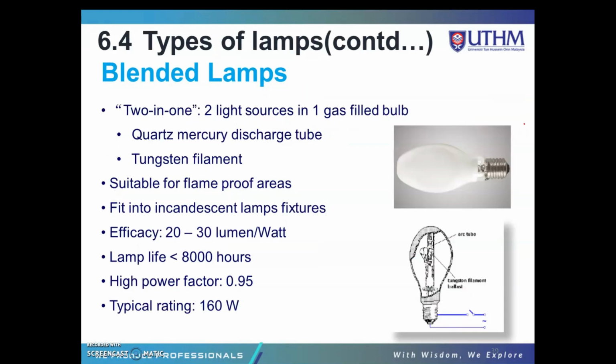Then we have the blended lamps. Blended lamps means that there is 2 in 1, 2 light sources in one gas-filled bulb, which consists of the quartz mercury discharge tube and also the tungsten filament. So this type of lamp is suitable for flame-proof areas. It fits into incandescent lamp fixtures. Efficacy around 20 to 30 lumen per watt. The lamp life is less than 80,000 hours. Have high power factor 0.95, and the typical rating is about 160 watt.